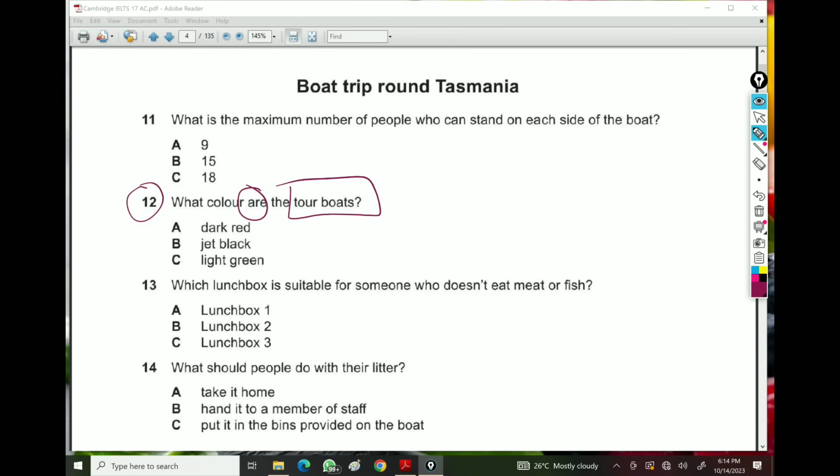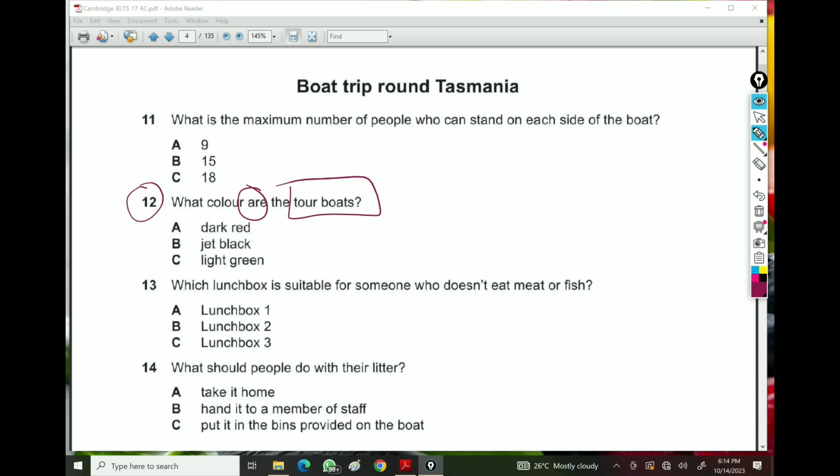We've recently upgraded all our boats. They used to be jet black. They used to be jet black. What does it mean? Past tense. They used to be jet black. So question is, what color are? Are means present. Used to be means past. So jet black will not be the right answer, and we will cross jet black from the list.